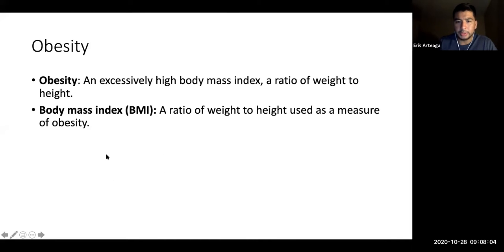Obesity, an excessively high body mass index, a ratio of weight to height. Body mass index, or BMI, a ratio of weight to height used as a measure of obesity. This is kind of not the best measure. There are other tests that can give you a better understanding of that individual, right? It doesn't really take into account muscle mass or bone density. Some people are just naturally bigger than others, right? And you have to take into consideration their bone structure and muscle structure.